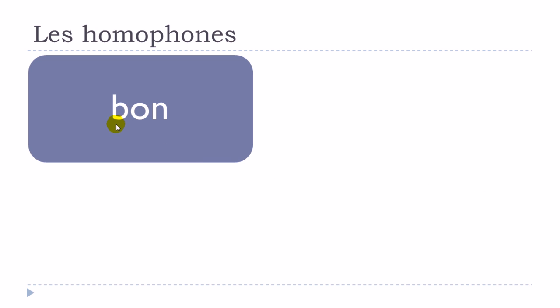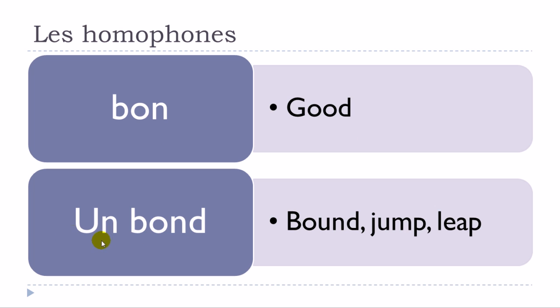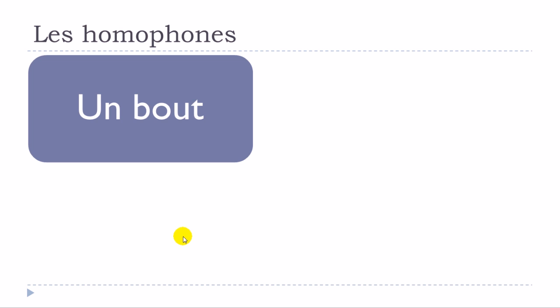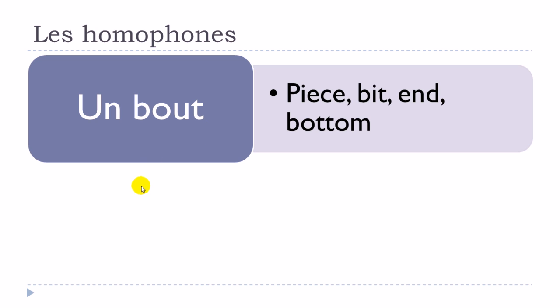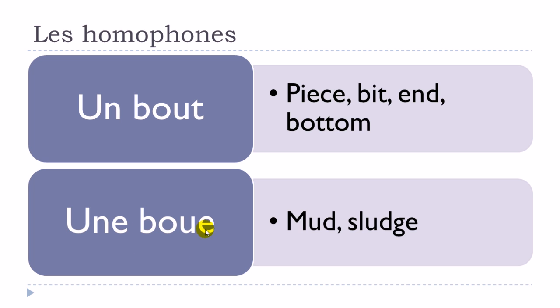In that case it's this adjective, bon, and the meaning is good in English. And here we've got the noun, un bon. Un bout. Remember, final T not pronounced. Un bout. Une boue. Here the only difference between the two is that you get a T at the end and here you get an E at the end. Une boue.